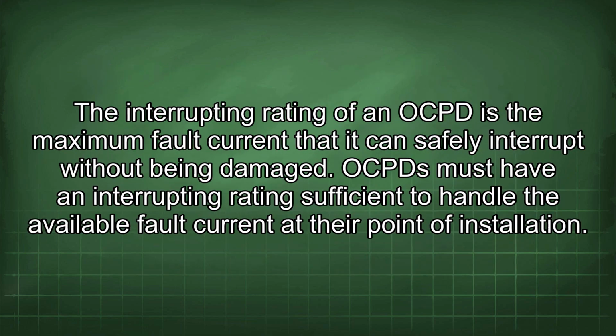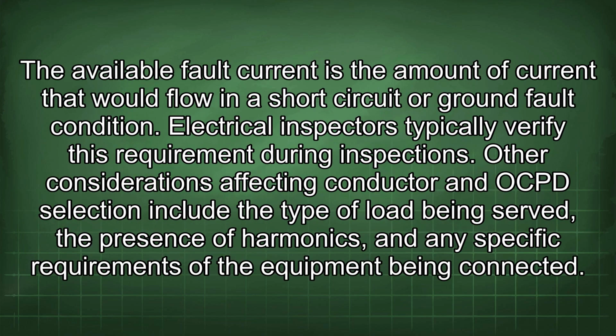The interrupting rating of an OCPD is the maximum fault current that it can safely interrupt without being damaged. OCPDs must have an interrupting rating sufficient to handle the available fault current at their point of installation. The available fault current is the amount of current that would flow in a short circuit or ground fault condition. Electrical inspectors typically verify this requirement during inspections.